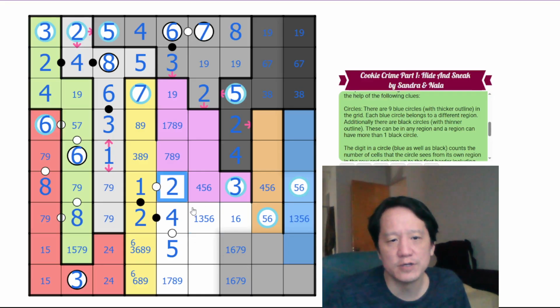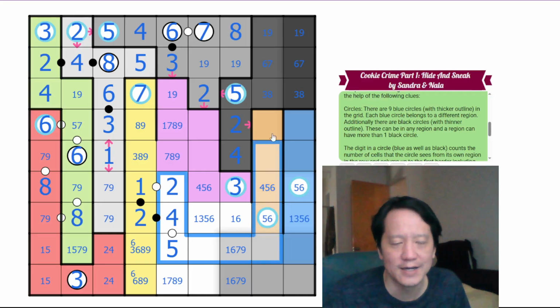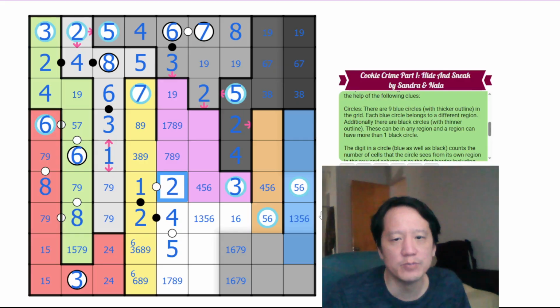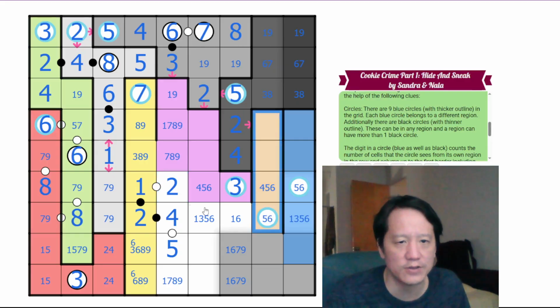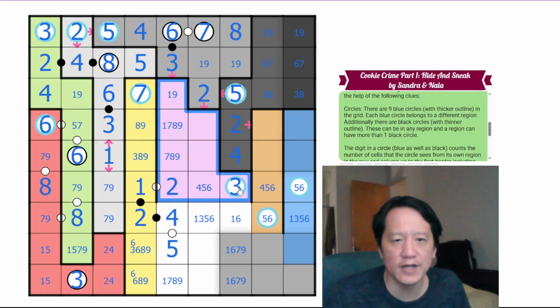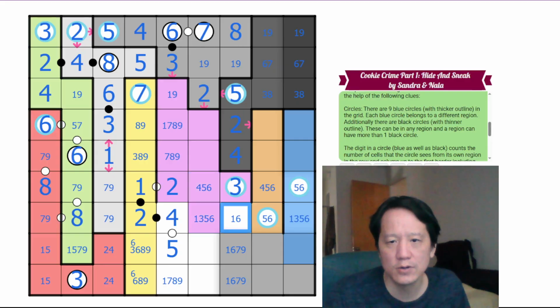How about this one? 1, 2, 3, 4. So we need at least 2 more in the pink region. If this is not pink, we have 1, 2, 3, 4, 5, 6, 7, 8, 9, 10. So that's not possible to be pink either, or orange either. So this is guaranteed to be pink because it cannot be yellow. So this is 1, 2, 3, 4, 5, 6, 7, 8 pinks, and this sees 3 cells in the region. So this cannot be pink here, it must be pink here. So then this is full pink.